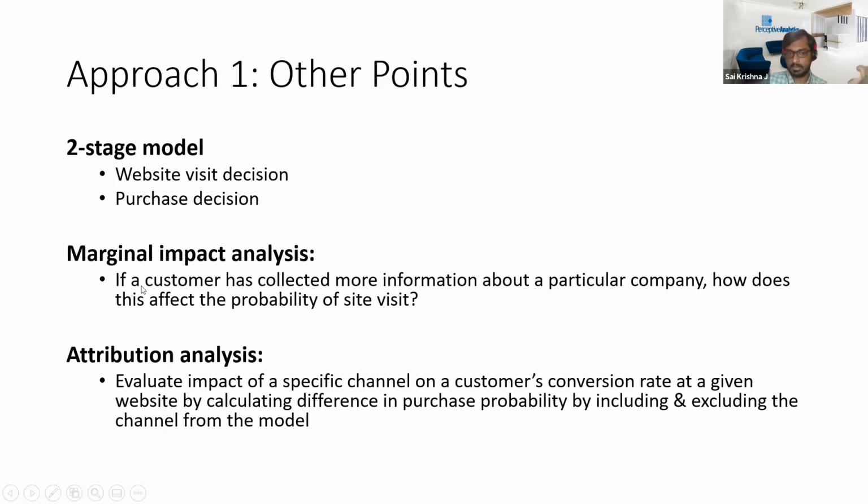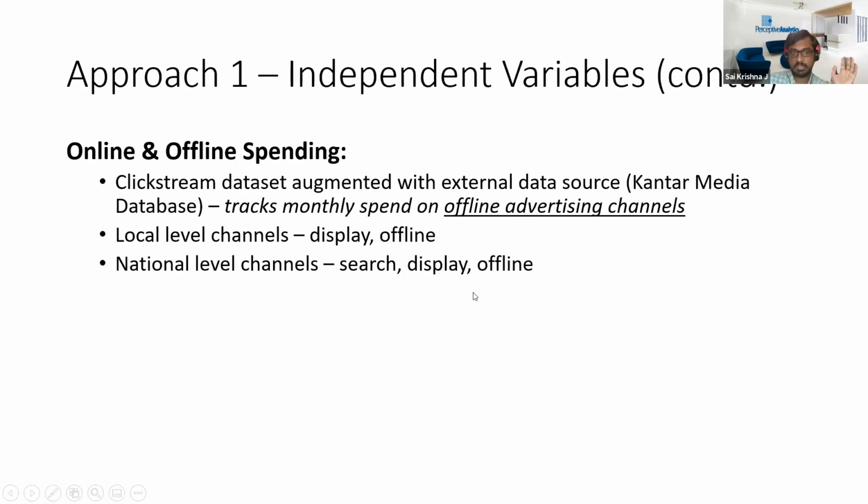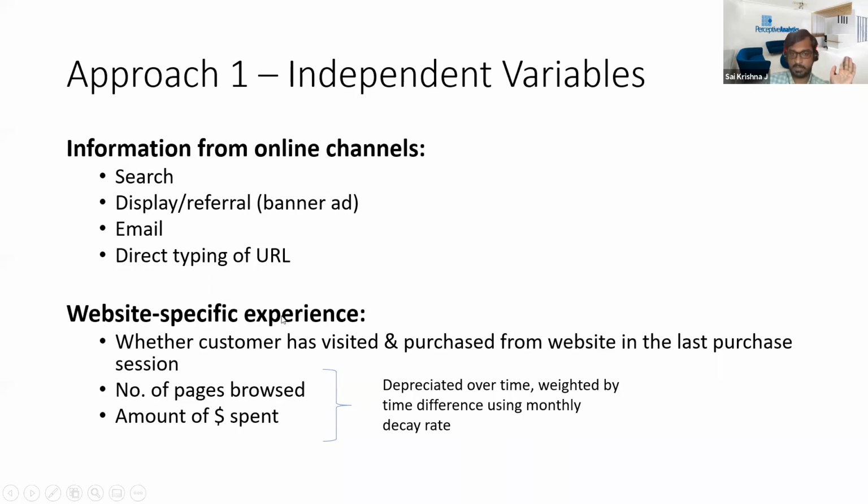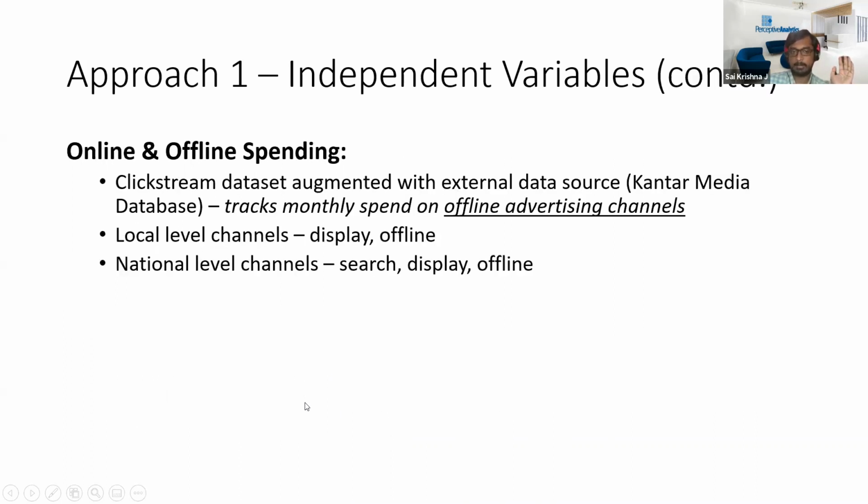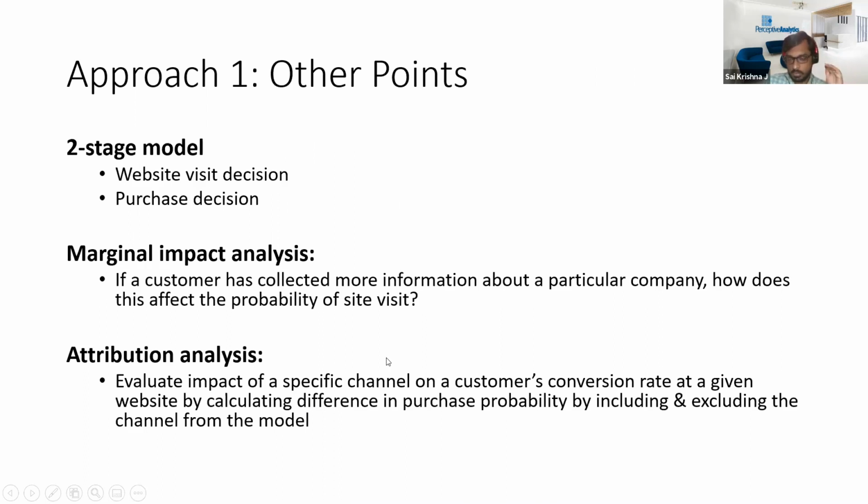So what they do here is look at whether or not a customer has collected more information about a particular company. Here we see something called website-specific experience, right? Whether a customer has visited, the number of pages he browsed, the amount of money spent, and so on. Using all these variables, they model how a customer having visited or not visited a website affects the probability of the site visit. This is what they call the marginal impact analysis.